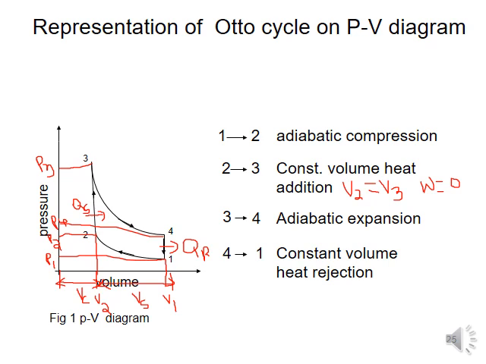So the volume of the air remains constant. Observe that here V4 is equal to V1. At 4, the constant volume heat rejection, V4 is equal to V1.